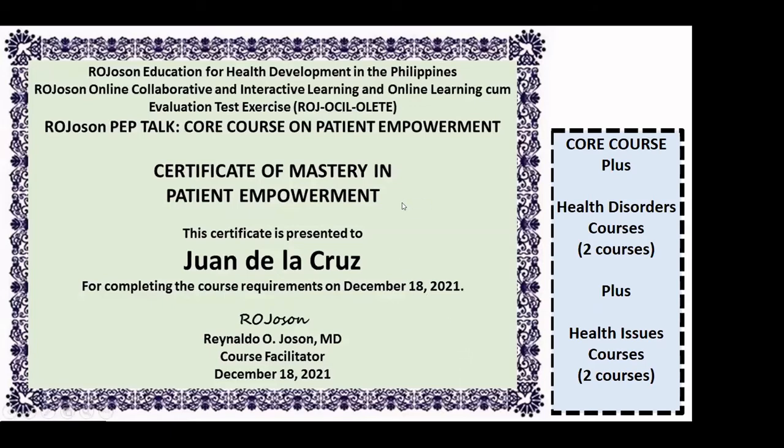So somebody who will finish the core course plus 2 courses from the health disorder courses and 2 courses from the health issue courses will be issued a certificate of mastery. Earlier it was the certificate of proficiency; this time it will be the certificate of mastery in patient empowerment.